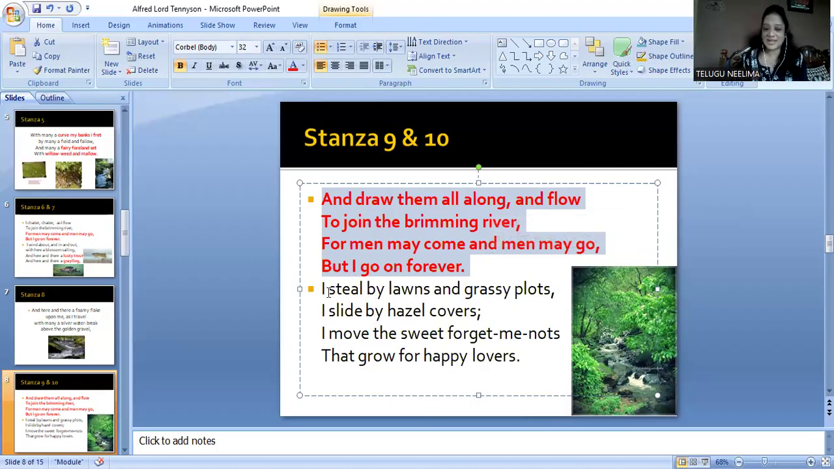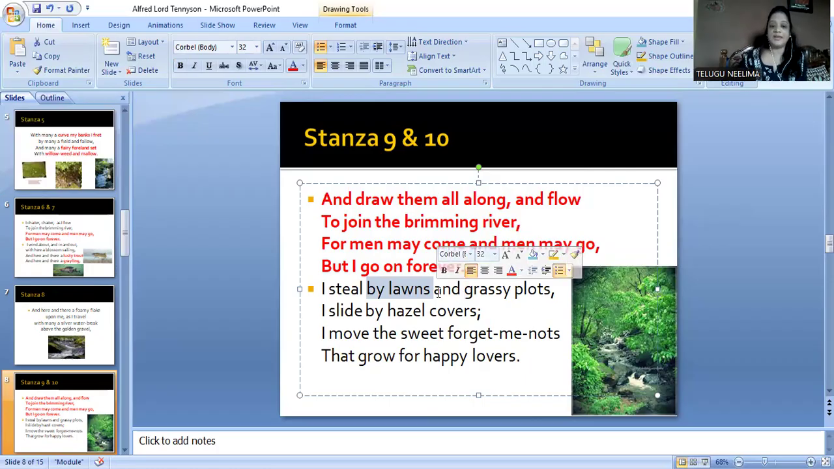And in stanza 10, it is telling that I steal by lawns and grassy plots. Here you can see, it's clear in the textbook, that the brook travels by these lawns and some grassy plots, hazel covers. All these are beautiful. Look at these trees here in the picture. Again, these are the areas where the brook is coming into contact.